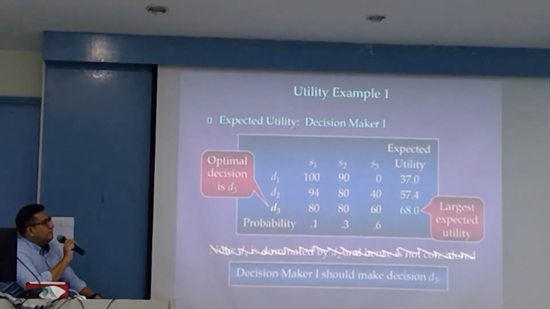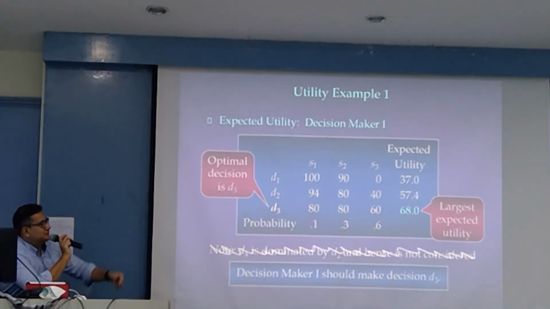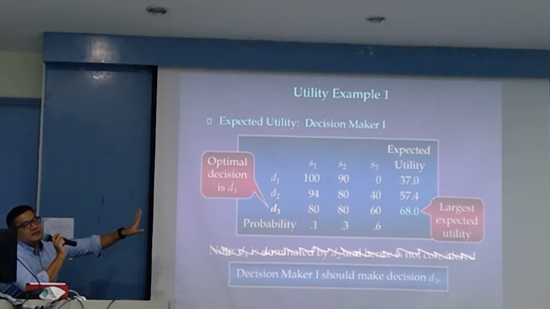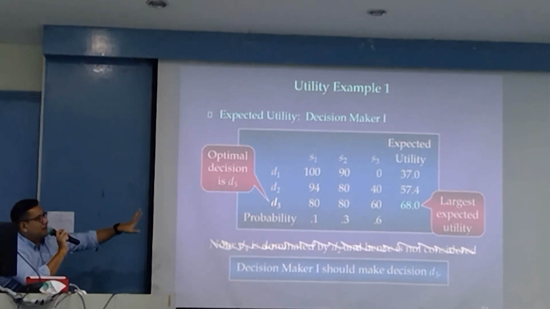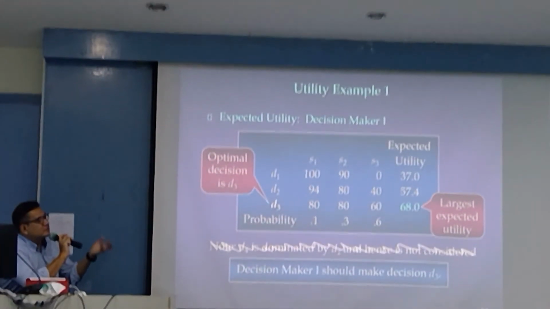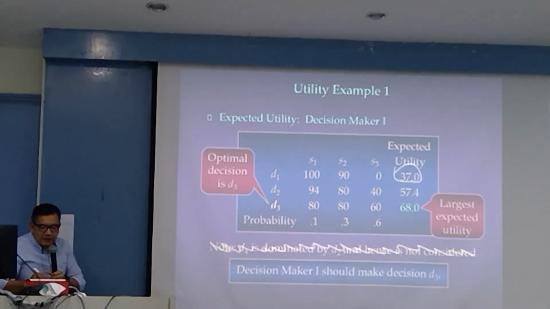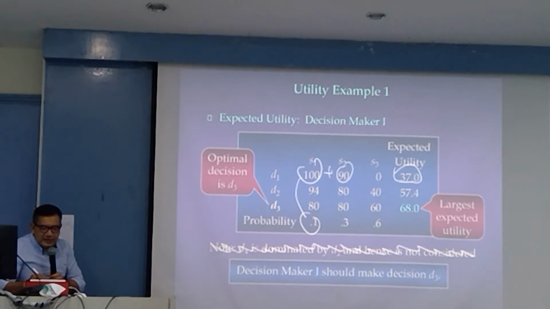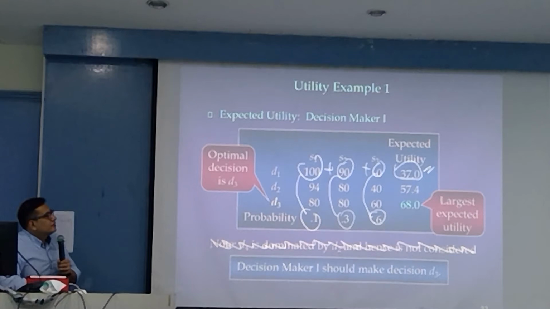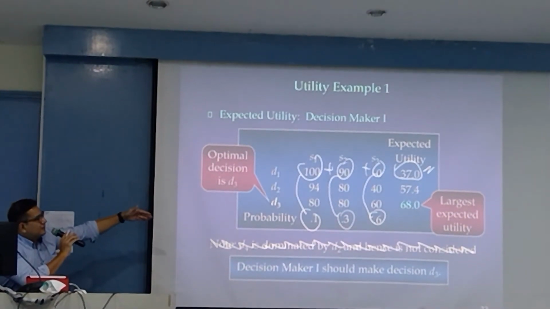You can see that based on decision maker 1, the value table right now is about the utility value. We don't calculate the expected monetary value; we calculate the expected utility value. We multiply the probability with the utility value and sum up for all outcomes. For example, 37 comes from 100 multiplied with 0.1 plus 90 multiplied with 0.3 plus 0 multiplied with 0.6, something like that. We do the same for the second and third alternatives as well.